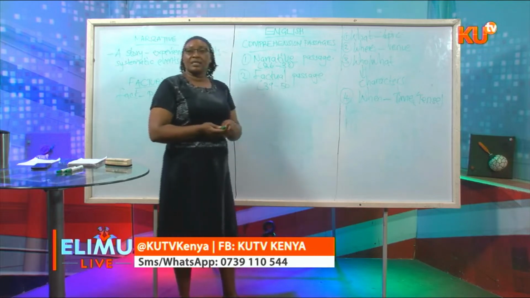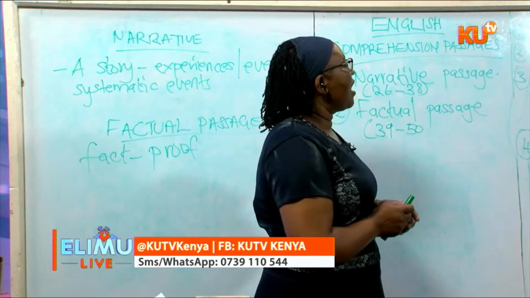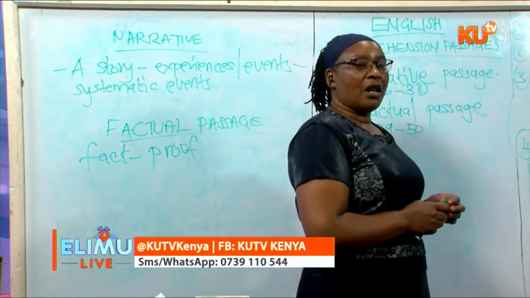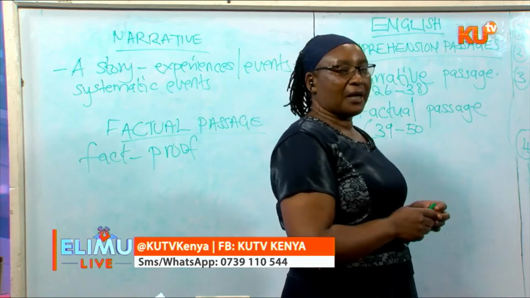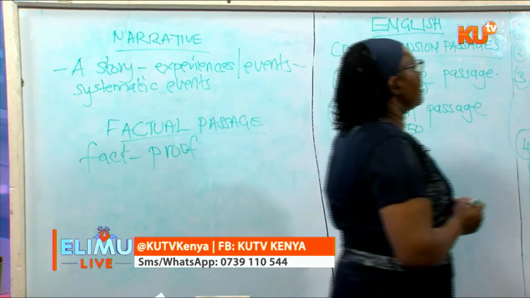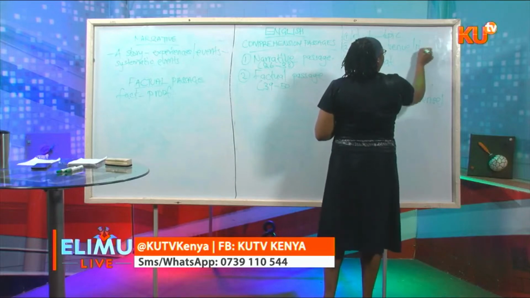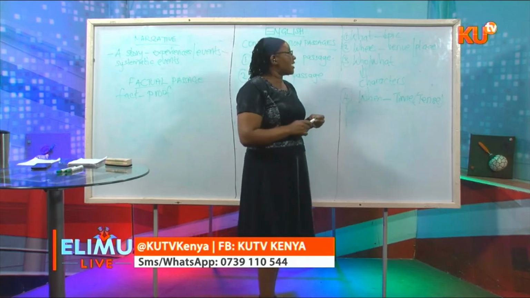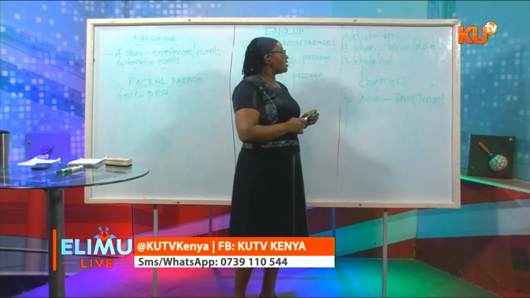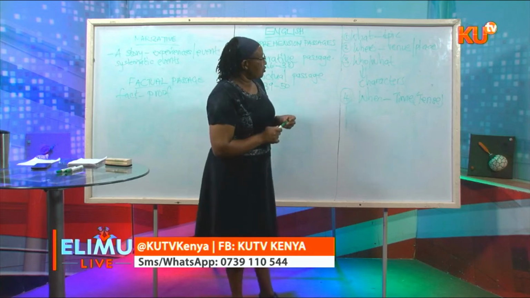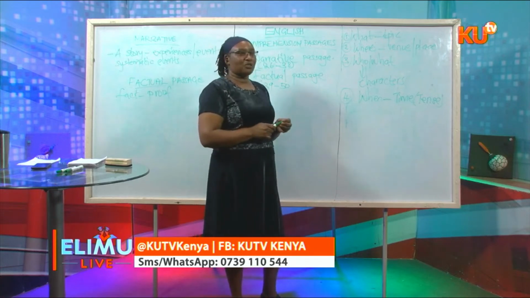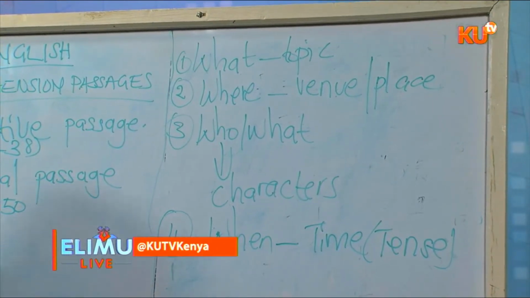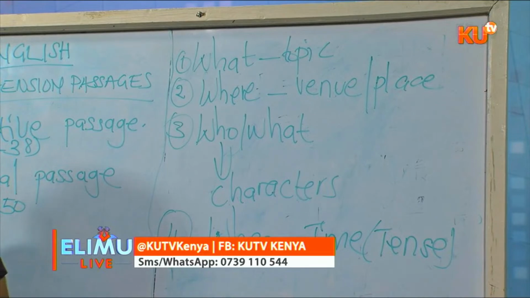And this applies to both the narrative and the factual passage. Now, if you can't tell where the story was taking place, that is the venue or the place, then you should know that you have not understood the story, hence you should read it again. If you can't answer who is taking part in the story or what is happening, who are the characters, that means you have not understood, hence you should read the story again.